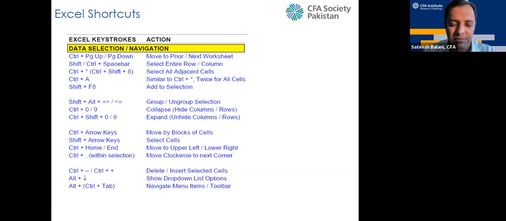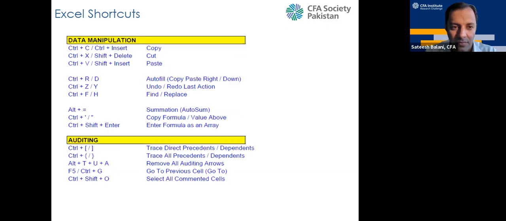This is just data selection, data navigation, page up, page down. You move to different sheets, control shift spacebar. These are the most used shortcuts. Shift control 0, control 9, this is also used frequently. And control arrow keys, shift arrow keys, these are important. So these you use very frequently. Control plus minus, this is very important, which you use.